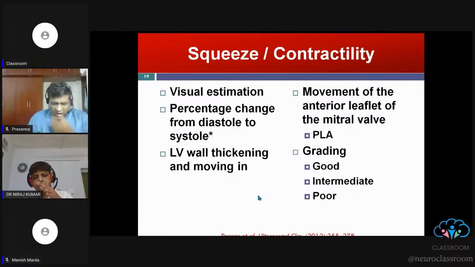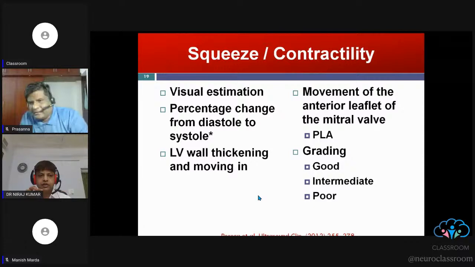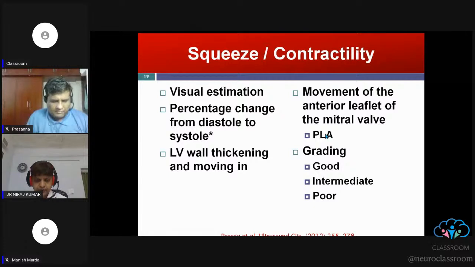So the left ventricle is contracting. So what is the percentage? If the percentage change in size of the left ventricle from diastole to systole is good, that is good contractility. So we are seeing the left ventricle wall thickening. If the thickening is good, the contractility is good. And another very interesting method of assessing the contractility is to see the movement of the anterior leaflet of the mitral valve in the parasternal long axis.